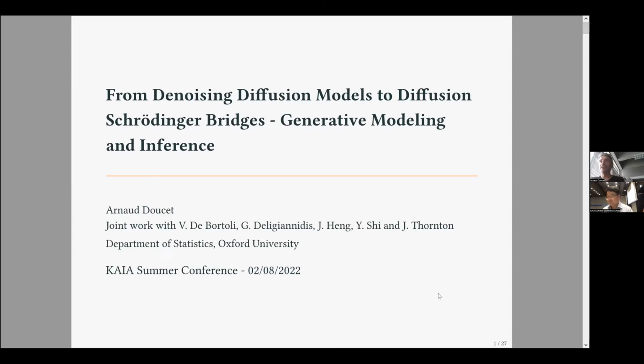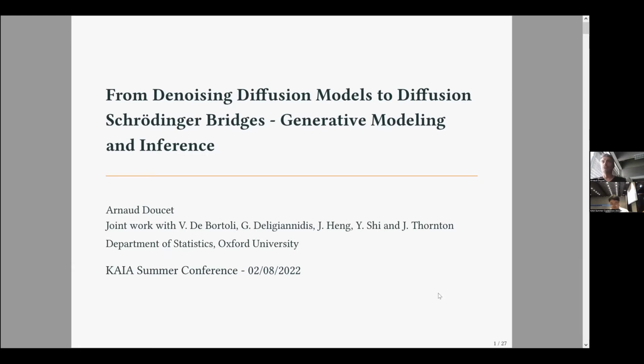So I'll be talking today about generative modeling, and in particular about a novel class of generative models that has emerged about 2 years ago, which are known as denoising diffusion models, and which have become actually very popular in the past 2 years. I will basically go through this class of models and show how we can improve them, and in particular speed them up using ideas from optimal transport.